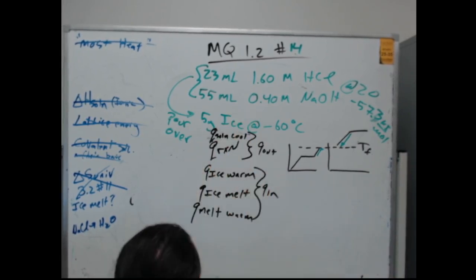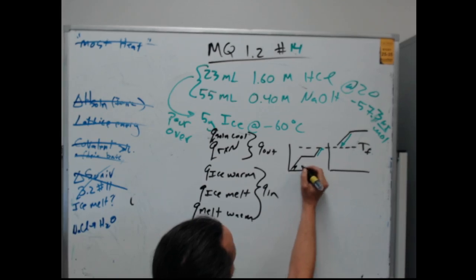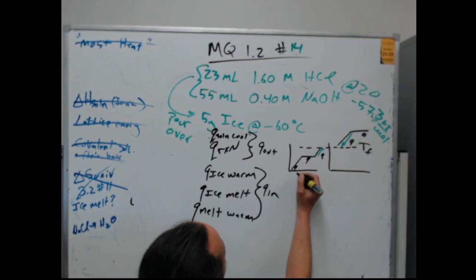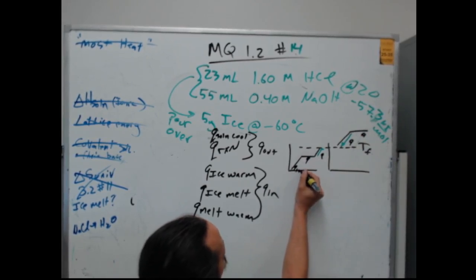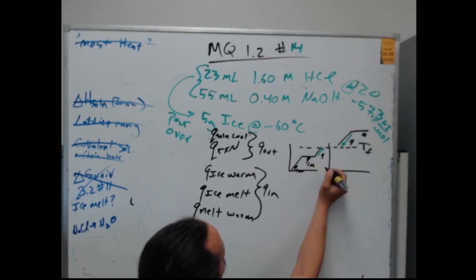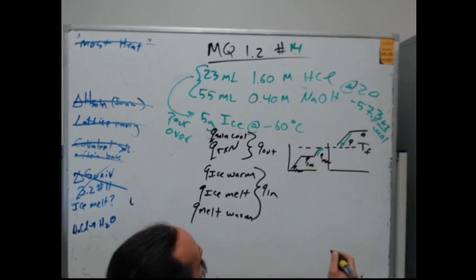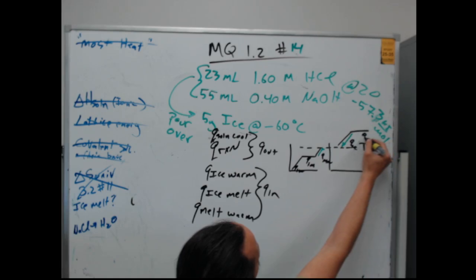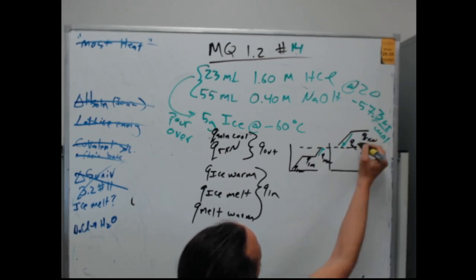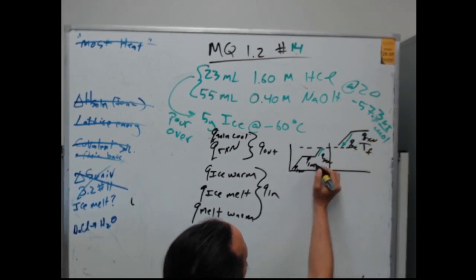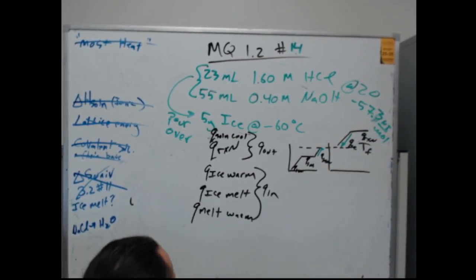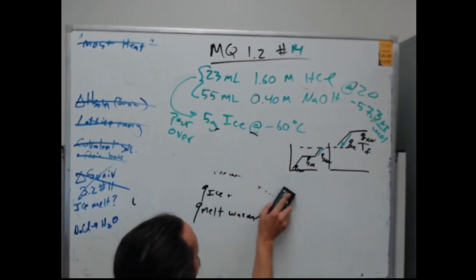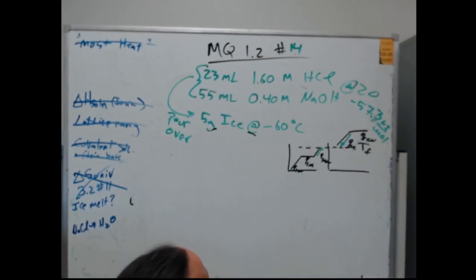I'm going to erase this. I'm going to just put it here. Q, Q, Q, Q, Q. This is ice warm. This is ice melt. This is melt warm. This is solution cooling. This is reaction. Okay, and those are all Q's, not 9's. So there's all my Q's. I'm going to erase our thinking, and I'm just going to calculate the ones that I think are easier, that I'm a little bit more confident in.